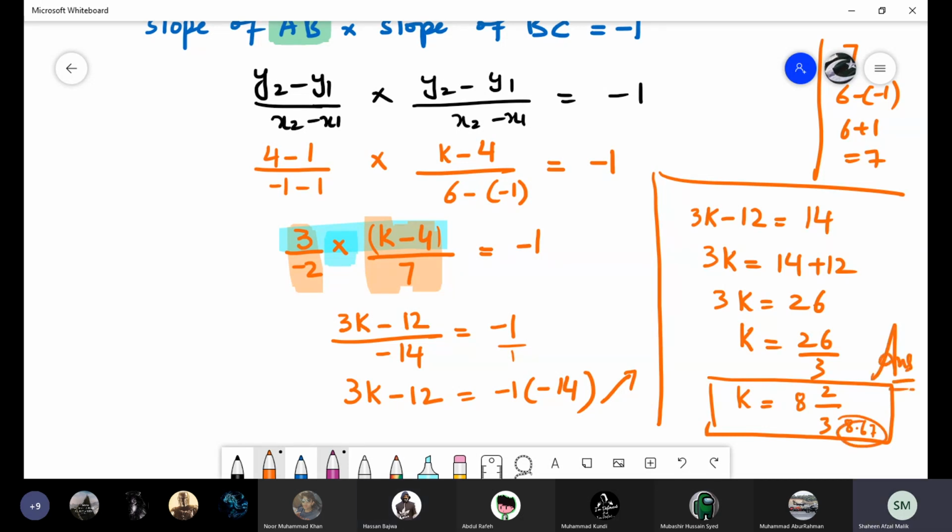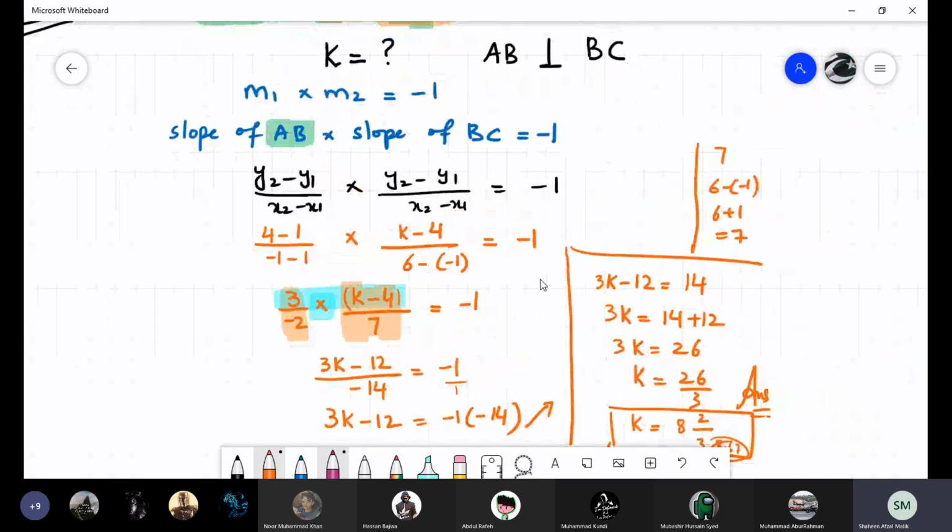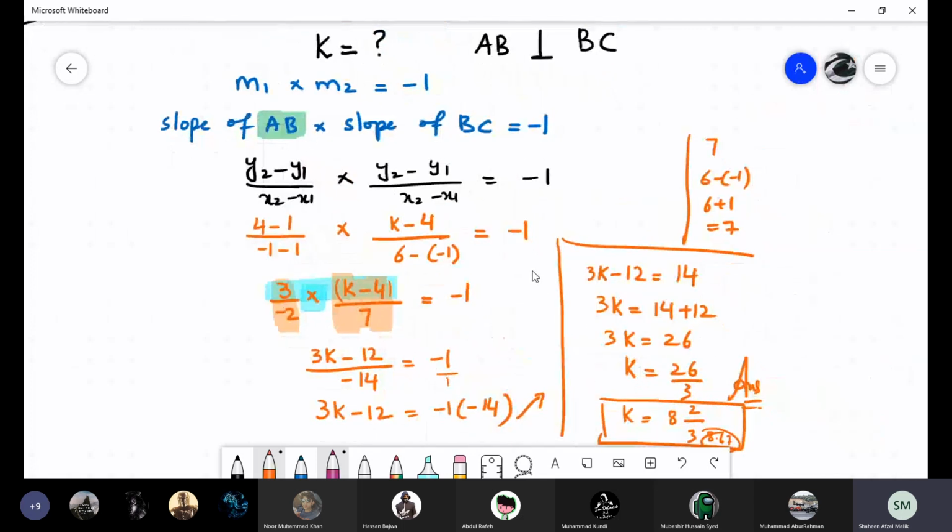Very good. Thank you, Hassan. Yes, boys, any doubt in this point? In this question, just read the question very carefully. If you understand the question, you can solve it very easily. The question was: coordinates of 3 points are given to you, and you have to find the value of k if two lines AB and BC are perpendicular to each other.